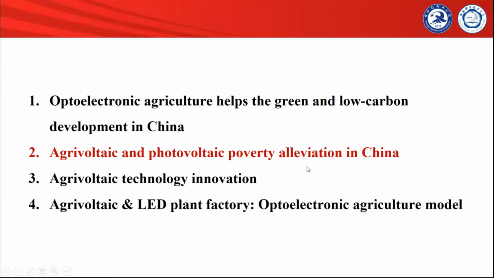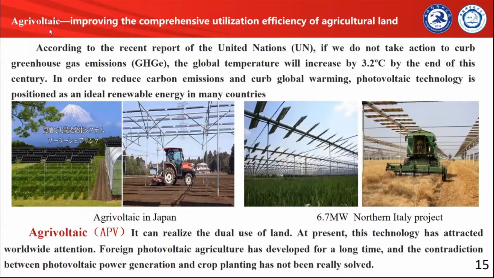So we do a few things on optoelectronic agriculture. The first thing is called APV, agrivoltaic. Worldwide, a lot has been done on this; in Japan, in Europe, many countries have also done APV, combining photovoltaic technology with plant growth and agriculture. There is more and more attention on this area and this research.